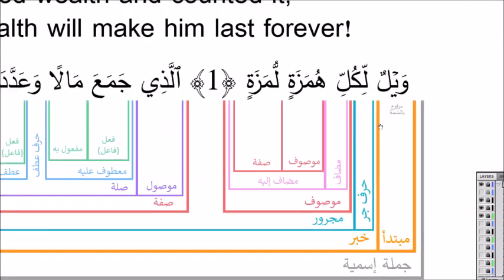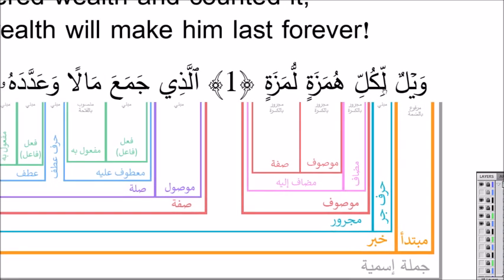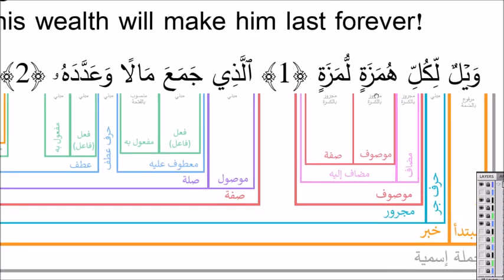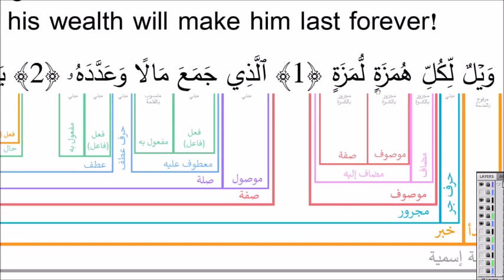Okay, so taking a look at the i'rab of each of these words, we have wailun is marfu' with a dhamma in the place of mubtada. Li harf jar is mabni. Kulli is majroor with a kasra. Humazan is majroor with a kasra because of the idafa structure, mudaf ilayhi. And then lumazatin is majroor with kasra because it follows the mawsuf.